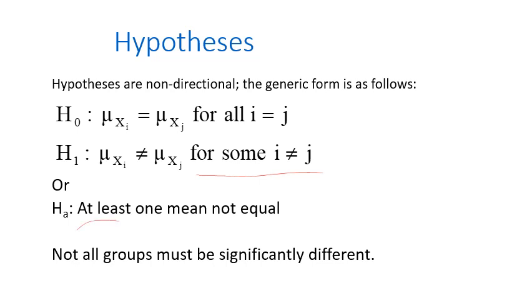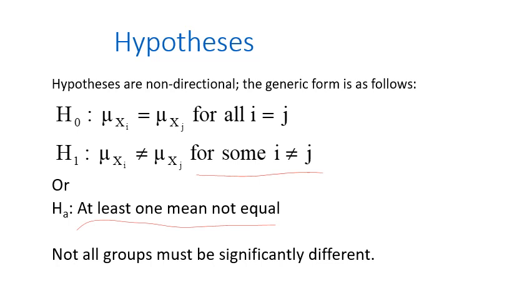And that's where you get this down here. You can just write it out easier for your alternate hypothesis. At least one of the means is not equal, because not all groups have to be significantly different for the F-test to find significant results, as I've already talked about. However, the null hypothesis is pretty much the same. That is that all means are equal, all groups are equal.